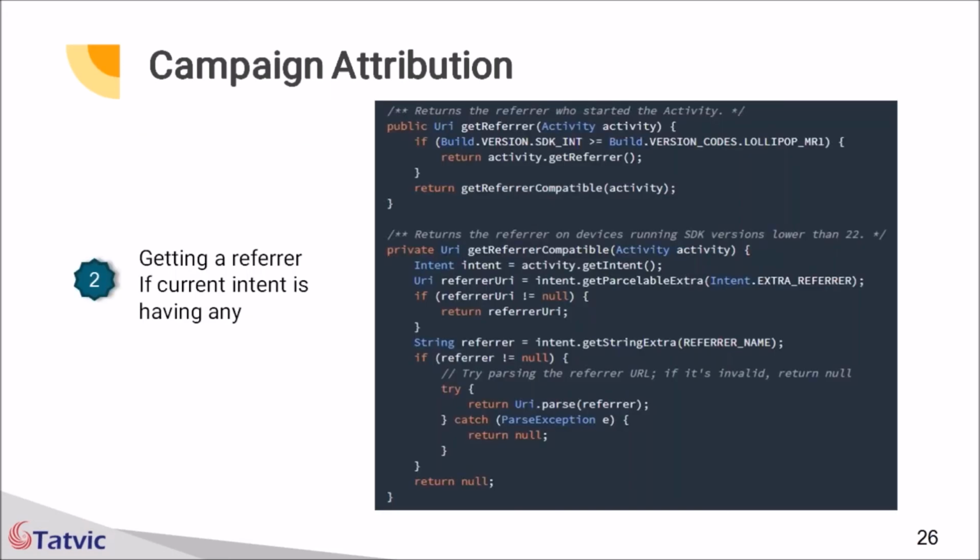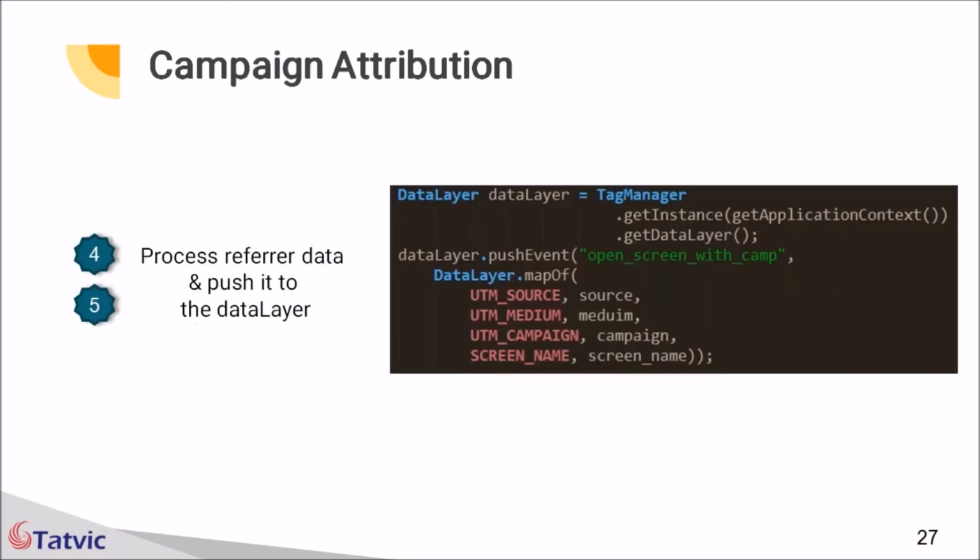So to go into further detail, the second step is getting the referrer. As shown on the screen, you can have code like this, which will get you a referrer URI, which is obviously a parsable URI with different kinds of parameters or the host name. So this method will be helpful to get the referrer from any activity or intent.